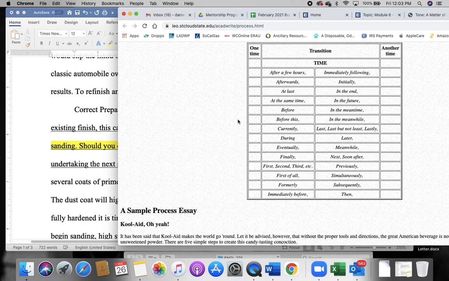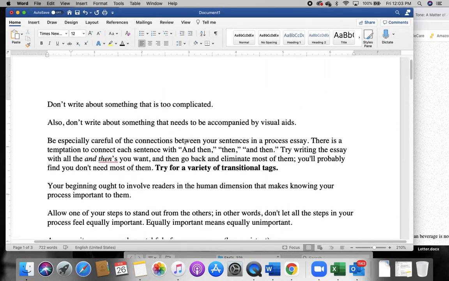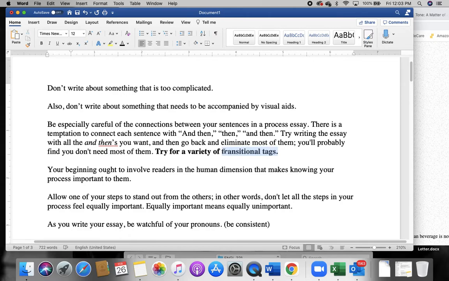This one's four words at the same time. Just say simultaneously. Or this one is after a few hours. It's getting a little bit wordy, but here they have simultaneously. At the same time, simultaneously means the same thing, because we also want to make sure we're not being wordy. That's what we want to edit for concision. I just wanted to give you an example of the difference between transitional tags and actual transitional writing.